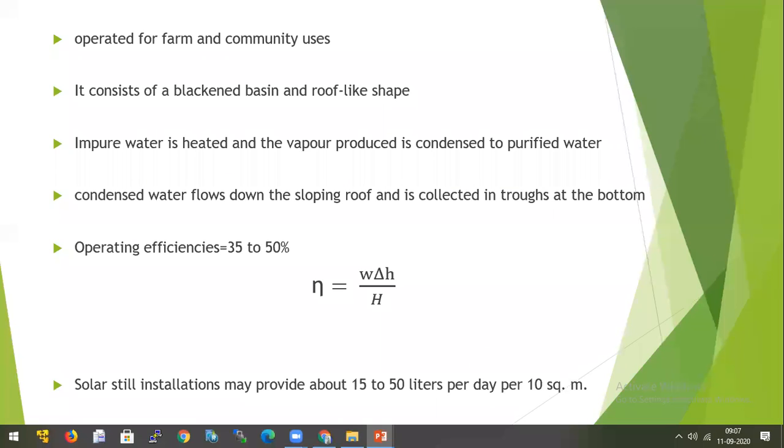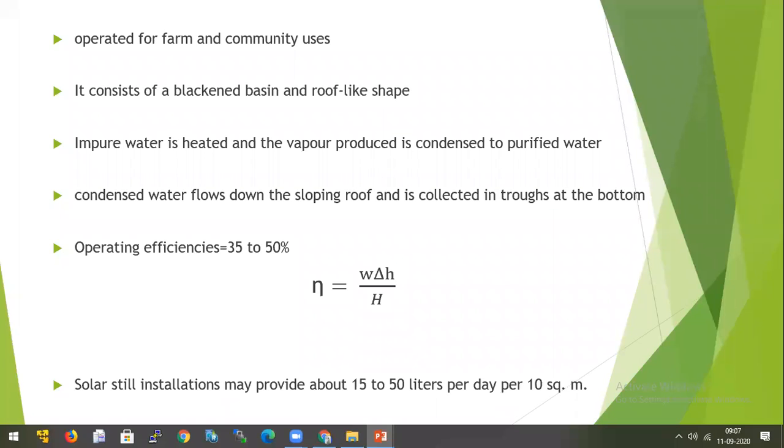Efficiency for this is defined as eta is equal to omega delta H by H, where omega is the weight of distillate per square meter per day, delta H is the change from cold water to vapors, and capital H refers to solar radiation intensity per square meter per day.